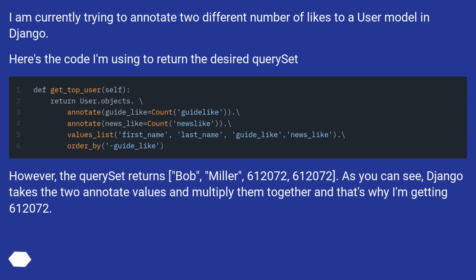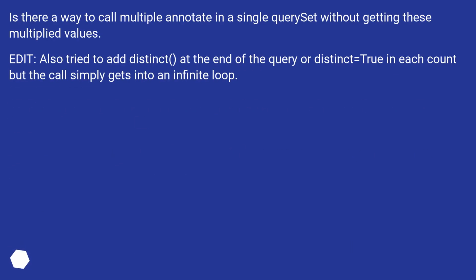However, the query set returns Bob Miller, 612,072. As you can see, Django takes the two annotate values and multiplies them together, and that's why I'm getting 612,072. Is there a way to call multiple annotate in a single query set without getting these multiplied values?